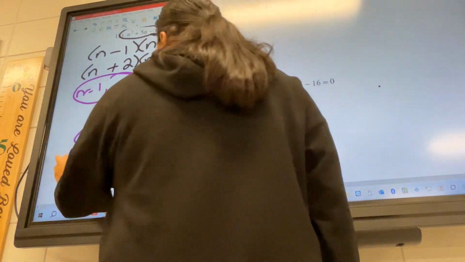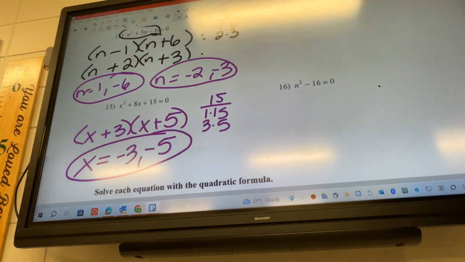How do we know that we need to keep going on this one? Because we got a 0. We get it equals 0. If you're not sure, what do you do? Keep on going. If you're not sure, keep on going. Okay, last one, quadratic formula.